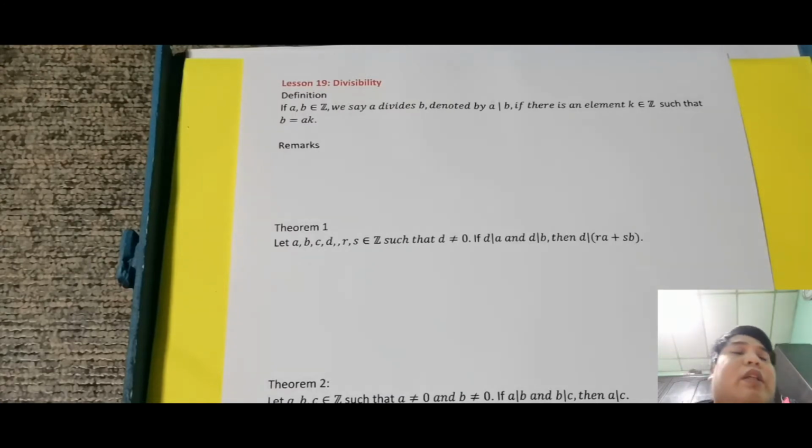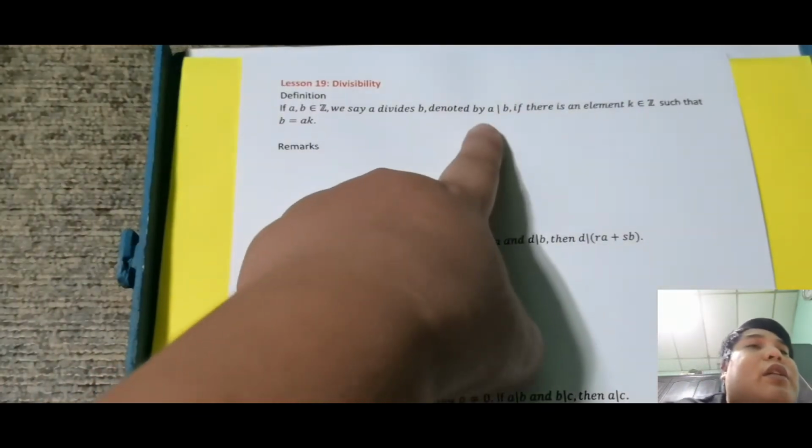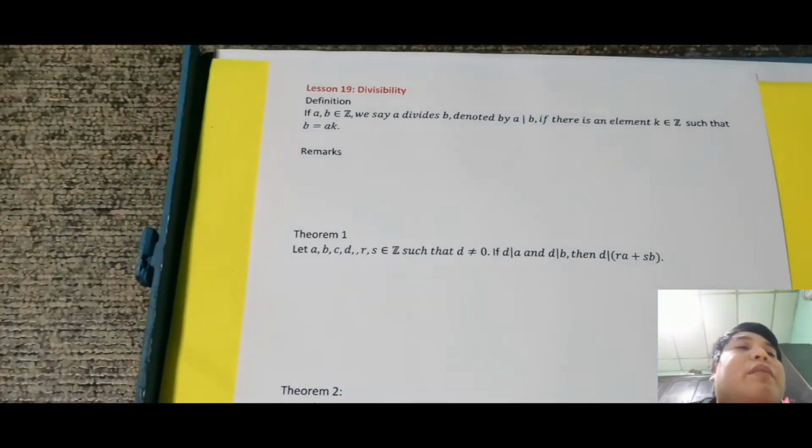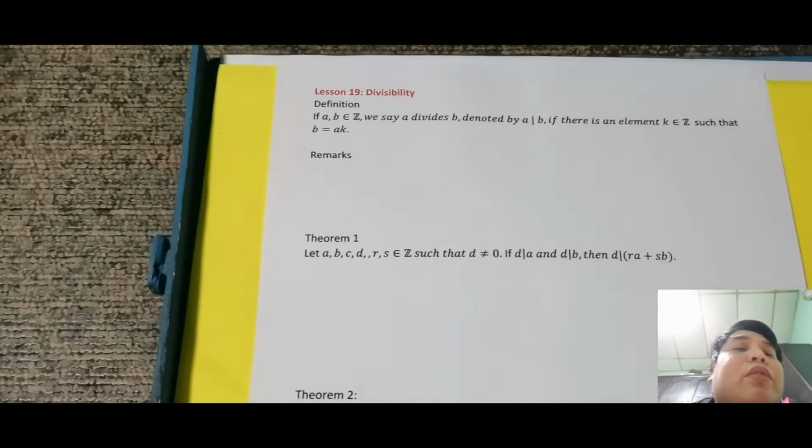Ito na yung lesson 19 sa ating set theory. So this topic is all about divisibility. So definition, focus lang tayo dito. If A and B are elements of the integers, we say that A divides B, denoted by A | B, if there is an element K of Z such that B is equal to K.